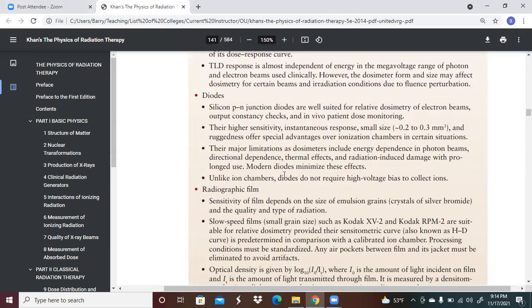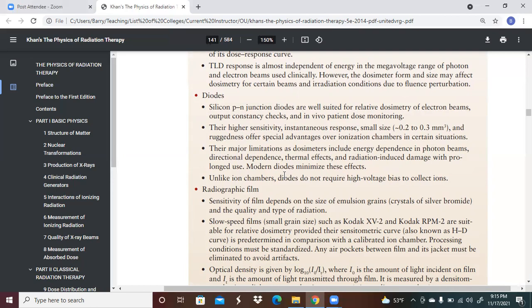Another device that we need to look at are diodes. These are silicon PN junction diodes. They're well suited for relative dosimetry of electron beams, output constancy checks, and in vivo patient dose monitoring. Their higher sensitivity, instantaneous response, small size, and ruggedness offer special advantages over ionization chambers in certain situations. So in other words, it might be more to your advantage to use a diode than some other device, like an ionization chamber.